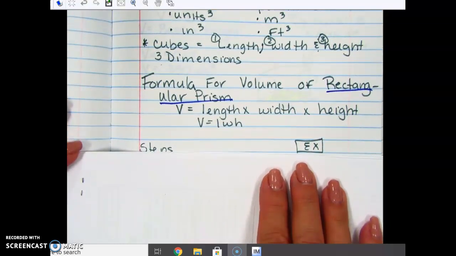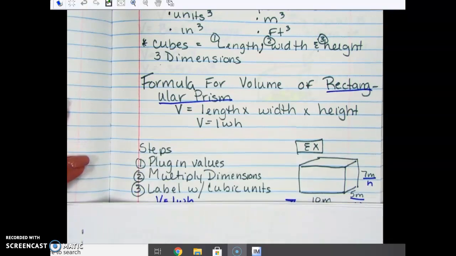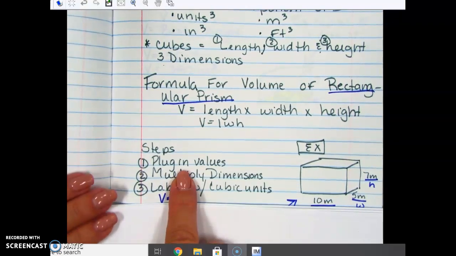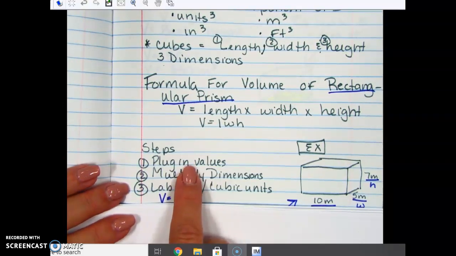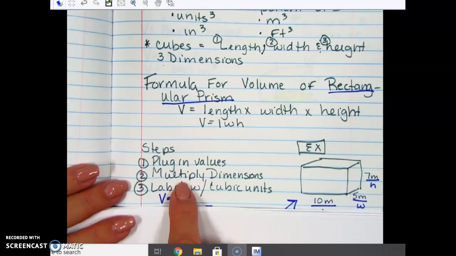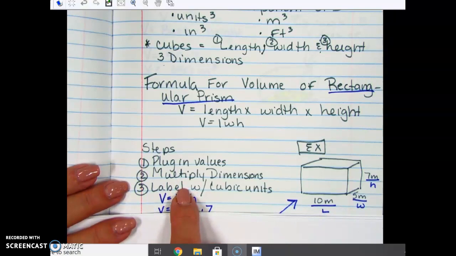So here we go. What are some steps? Now, there's going to be an example on the side. The first step is to plug in values. Well, actually, the very first step is to write your formula. Then you plug in values, but I don't think I need to write that one anymore. Then you multiply your dimensions and you label with cubic units.